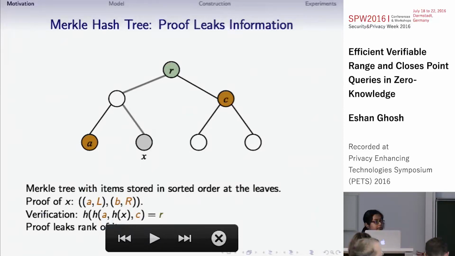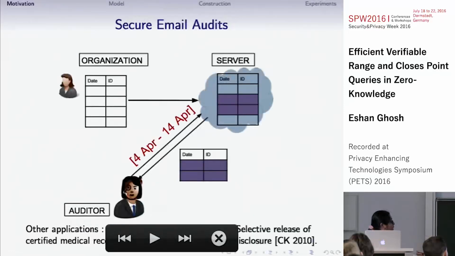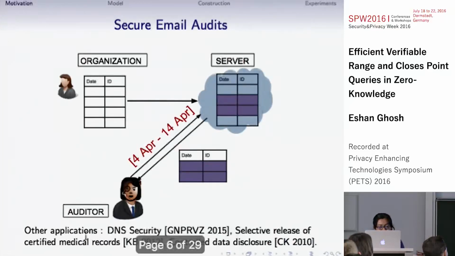So is this a problem? Yes, this is not just a theoretical risk. There have been many practical attacks demonstrated in this threat model. Some of these applications include DNS security and selective release of medical health records.